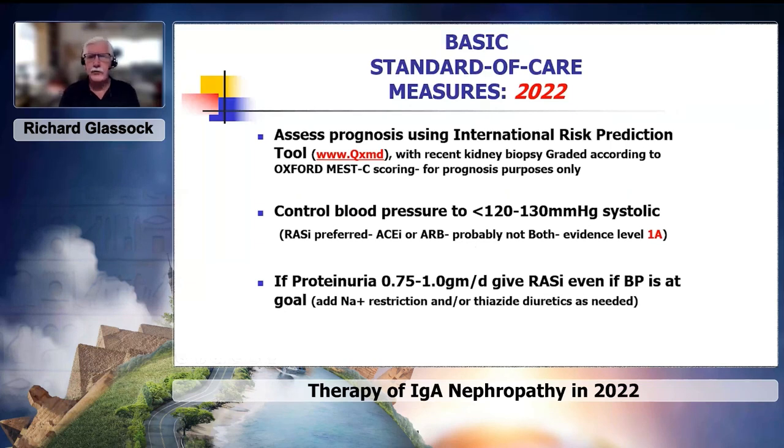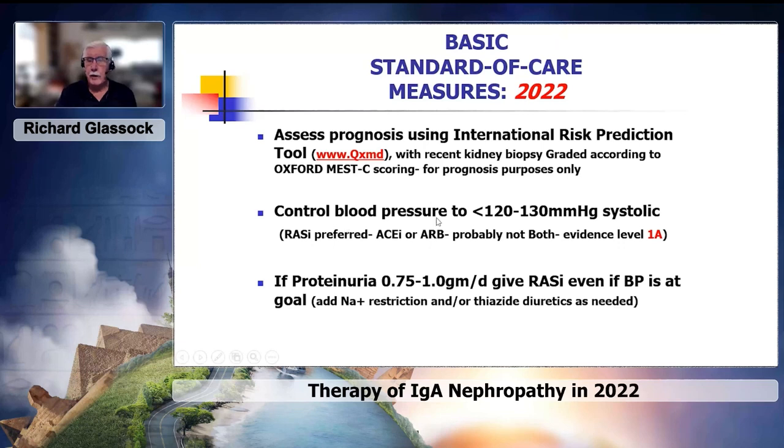As of 2022, there are some basic standard of care measures that should be applied to all patients. First of all, their prognosis should be assessed using the International Risk Prediction Tool, which is available online at www.qxmd, and one should use a recent kidney biopsy graded according to the Oxford MEST-C scoring. This is for prognostic purposes only.